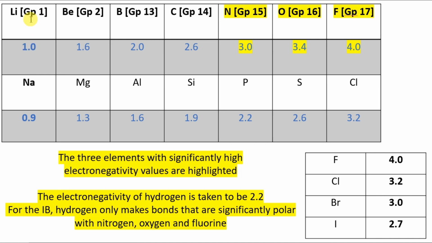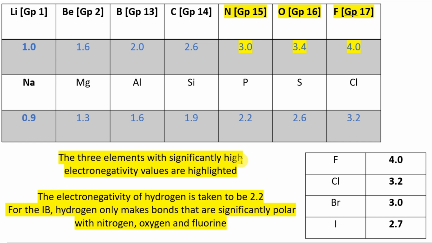Looking down group 1, lithium 1.0, sodium 0.9, a difference of 0.1. Group 2, the difference becomes 0.3. Group 13, the difference is 0.4, and it increases until I get to groups 15, 16, and 17, where my difference in electronegativity between the two periods is the biggest. We see that electronegativity becomes much more significant as we go across to the higher groups.